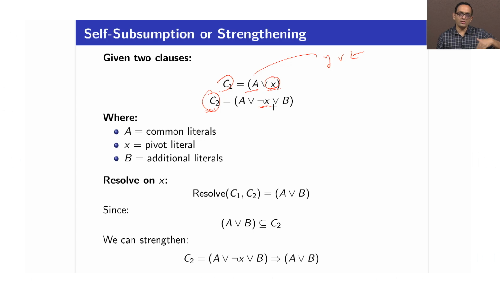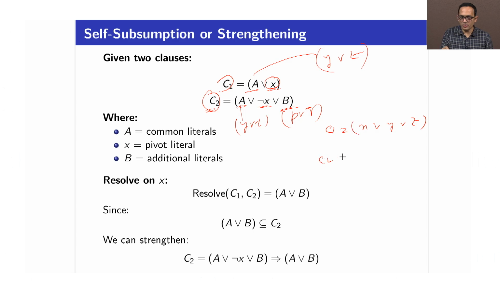I will only consider those C2 which have not x, first of all, and also this A is present there, whatever the sub formula, the disjunction of literals. So this is basically y or z. It also may have something else, say p or q. So effectively I am saying that C1 is a clause which is x or y or z, and C2 is a clause which is p or q or not of x or y or z.